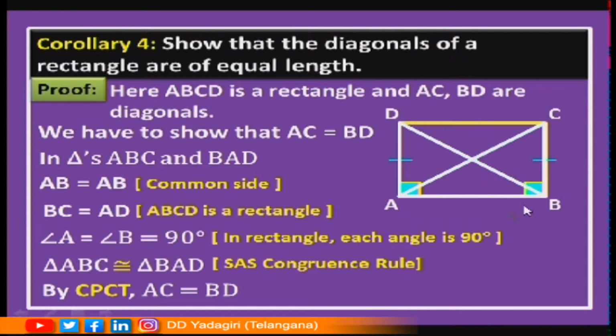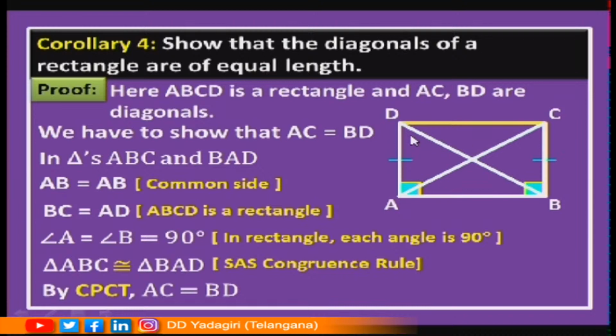So, by CPCT, now what is meant by CPCT, children? Yes, corresponding parts of congruent triangles. Now, these two triangles are congruent. What are the congruent parts left now? AC and DB. So, these are the corresponding parts. Corresponding parts of congruent triangles are equal. So, I can say AC equal to BD.